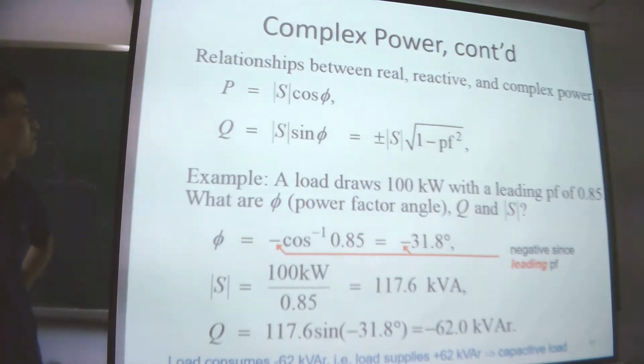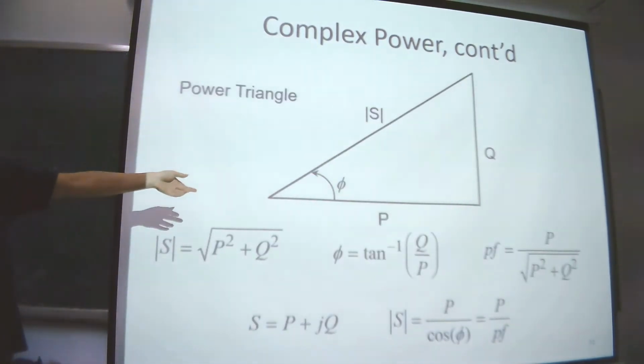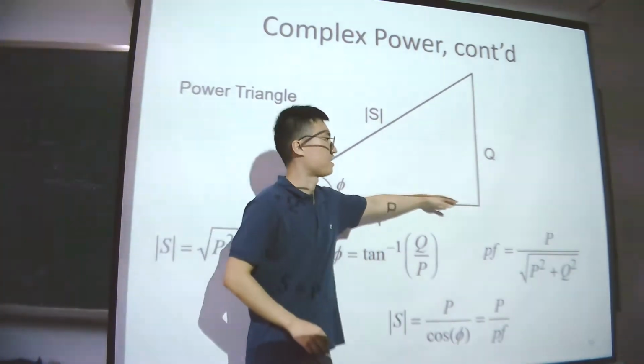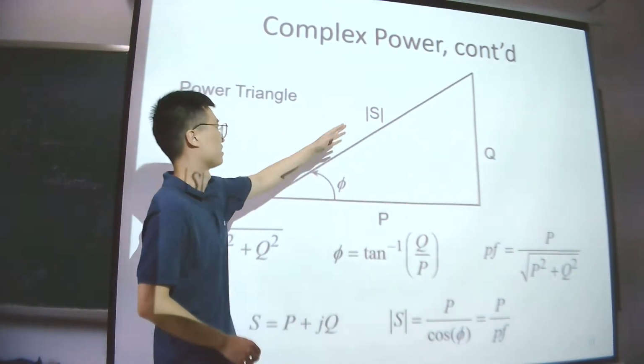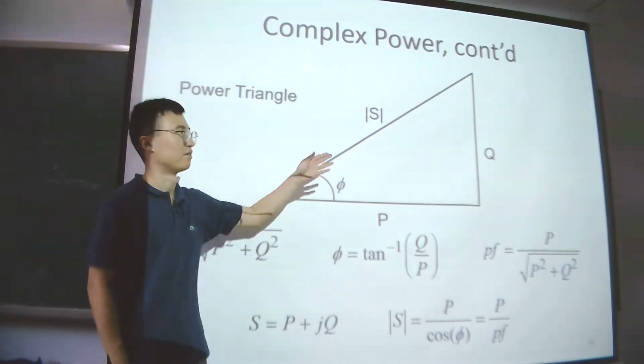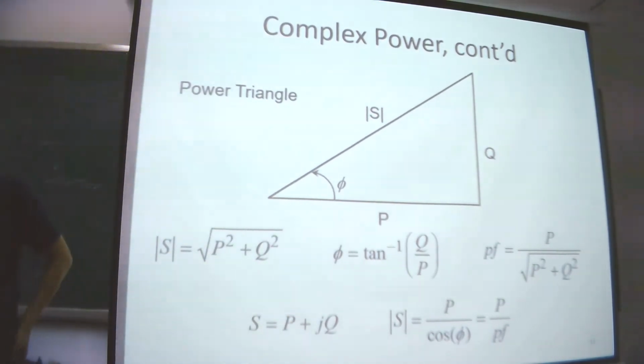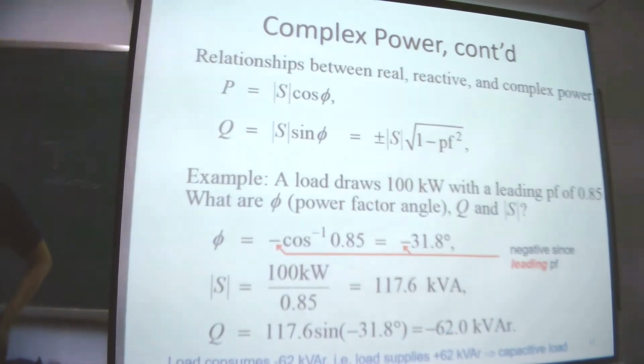Lagging. Yes, this is the calculation method. You can just use this triangle: this is the cosine, this is sine, and these are the sides of this triangle. Cosine, sine, and so the example: a load of 100 kilowatt and leading power factor 0.85. So this is negative.